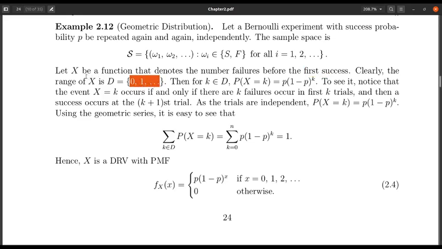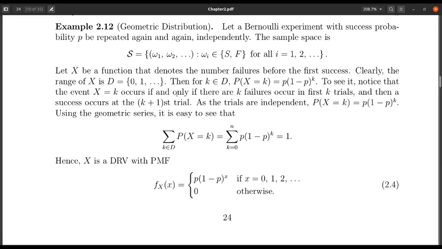Now, in the last two examples, the Bernoulli as well as the binomial, the support was a finite set. In the case of the binomial, it is 0, 1, 2 up to n. In the case of the Bernoulli, it is 0 or 1. Now, in this case, it will be a countable set, but not a finite set: 0, 1, 2, and so on and so forth.